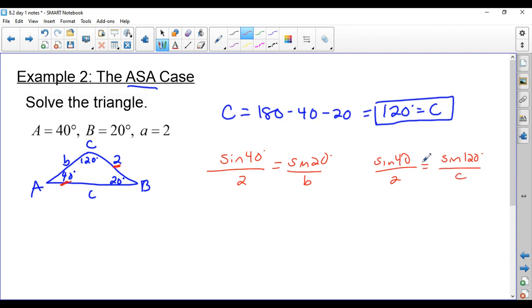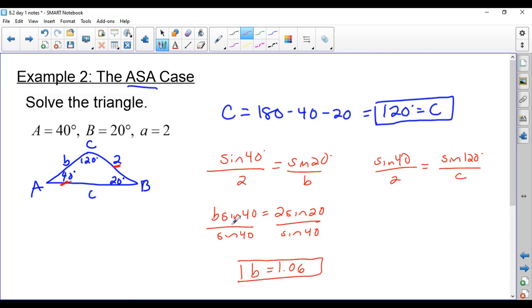This is the work you have to show in your homework and when we do our graded assignment. Then you're going to solve these equations to find the missing length. So again, I cross multiply and divide by the sine of 40. And I get that B in this triangle should be 1.06. There's no units given, so I can just leave it like that. B is shorter than A because it's opposite an angle that's smaller.